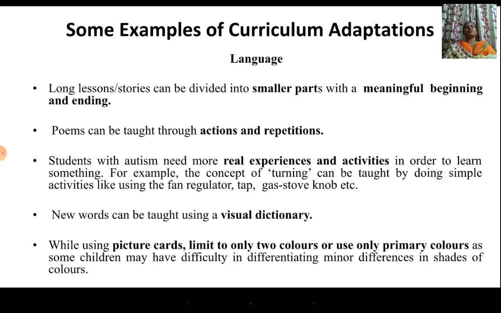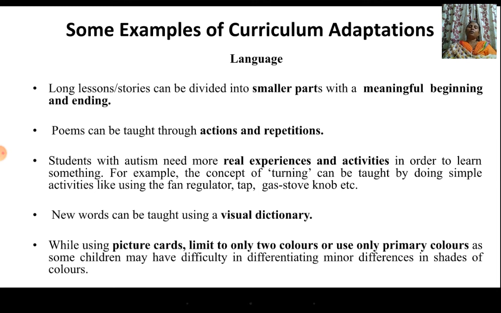Long lessons or stories can be divided into smaller parts with a meaningful beginning and ending. So in order to reduce the complexity, it is presented in a simple way. Then poems can be taught through action and repetition so that it will relate the child with the respective word or sentence. Then students with autism may need more real-time experiences and activities in order to learn something.